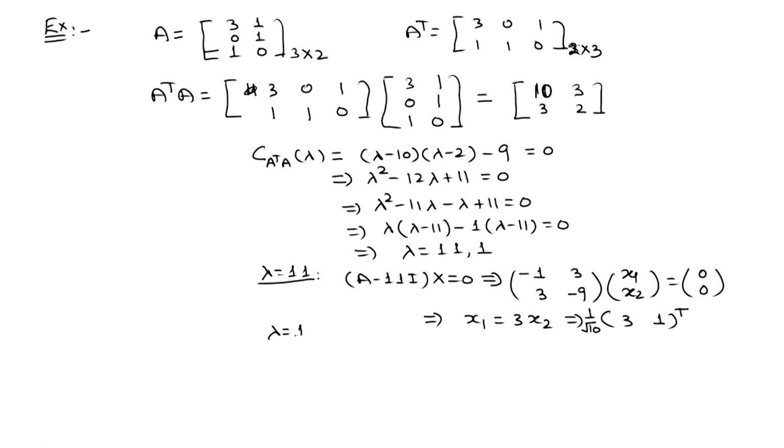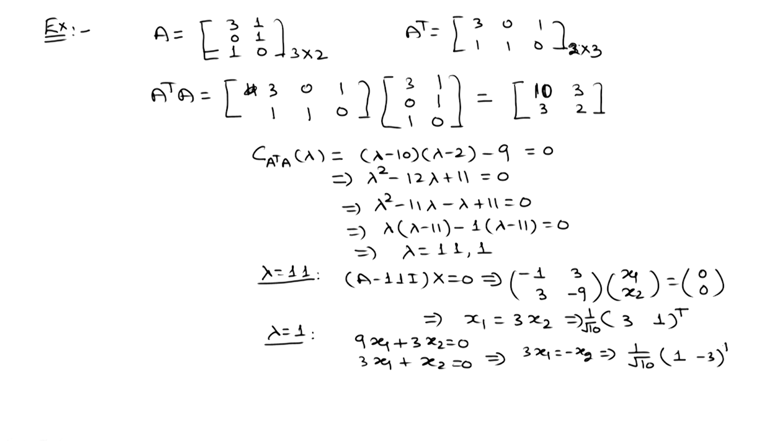If I calculate it corresponding to lambda equals 1, it will be 9 x1 plus 3 x2 equals 0, and from the second row 3 x1 plus x2 equals 0. So, this gives me 3 x1 equals minus x2. So, from here the eigenvector is again 1 upon root 10, and if I take x1 as 1, x2 will become minus 3, transpose.